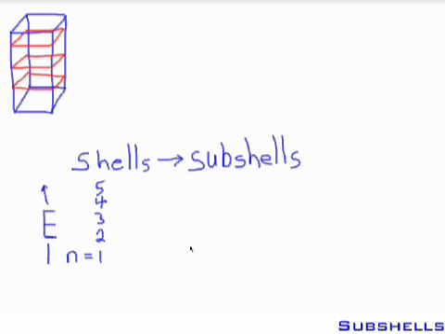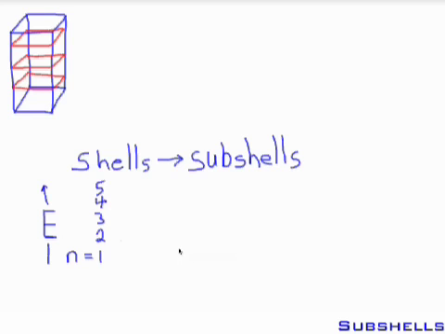And fortunately, there's a very simple numerical relationship. The value of n determines the number of subshells you get. So n equals 1 can only have one subshell. N equals 2 can have 2 subshells. N equals 3 can have 3 subshells. N equals 4 can have 4 subshells. And so on.